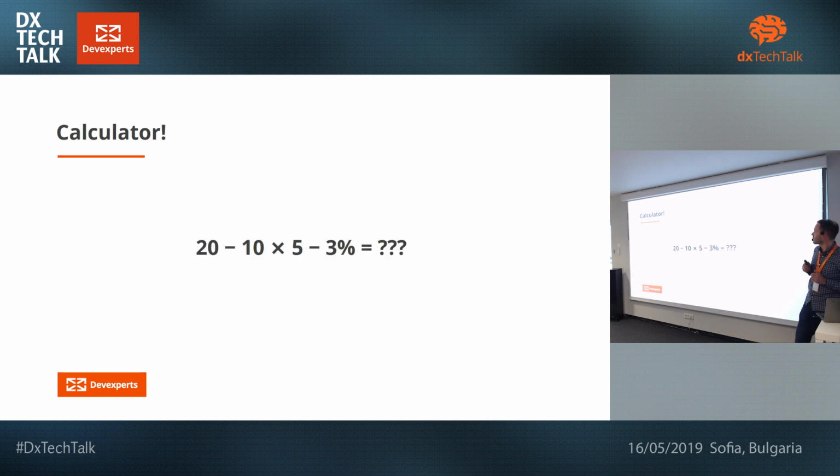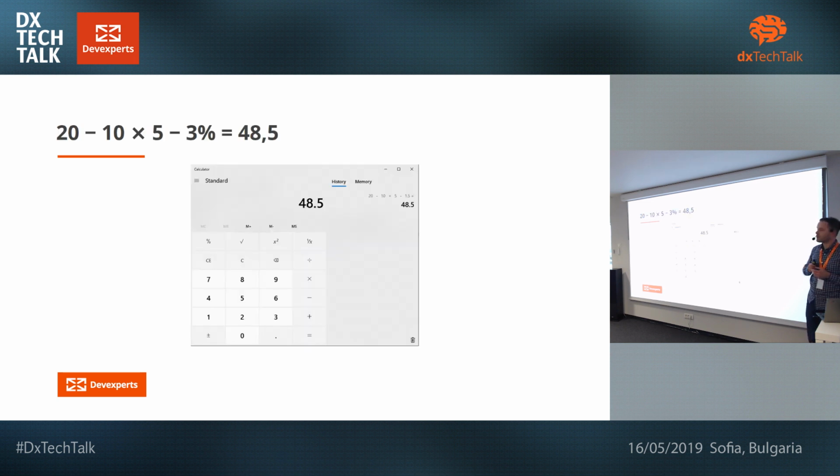Let's have a look. We have this expression, and in the modern world, we have a lot of calculators around. So we have different operating systems, different tools, and so on. So we tried calculating this expression on the calculators we know and use frequently. So Microsoft will give us 48.5, which is a nice number. It's positive, and I like it, almost 50.